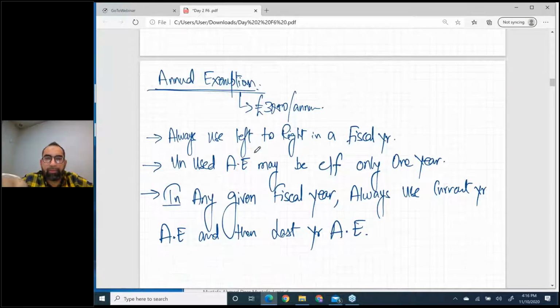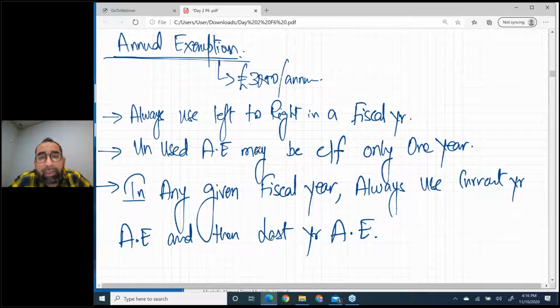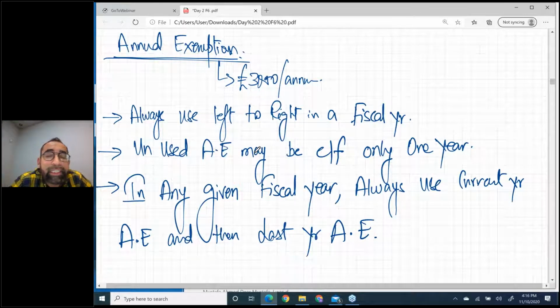Okay, now one more good news, one more exemption. This is called annual exemption. I hope you studied annual exemption of CGT yesterday. That was £12,000. For IHT, annual exemption is £3,000 per annum. Per annum means per fiscal year, right? First of all, keep in your mind that annual exemption is not available for death estate calculation. Forget it, please. Annual exemption is only available for lifetime gifts like PAT and CLT.